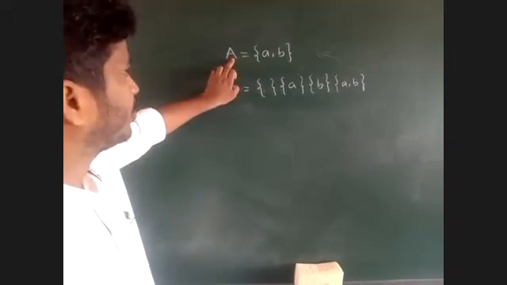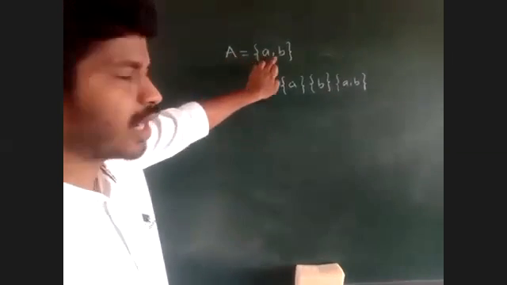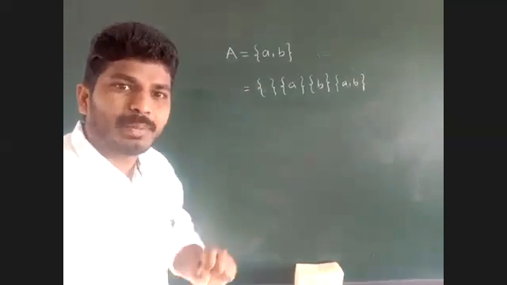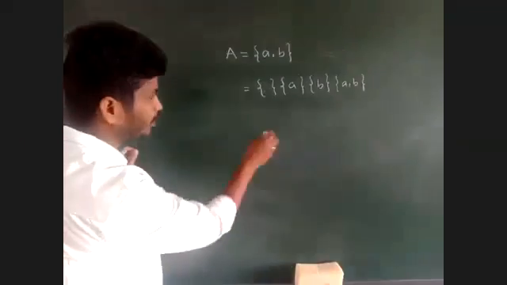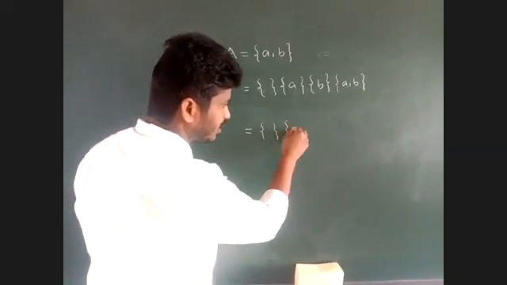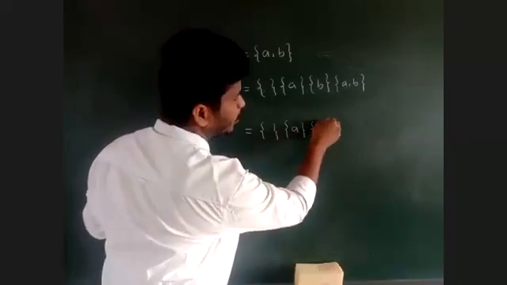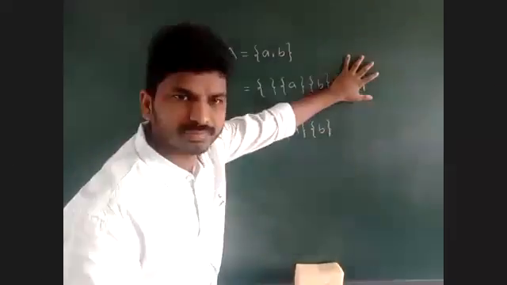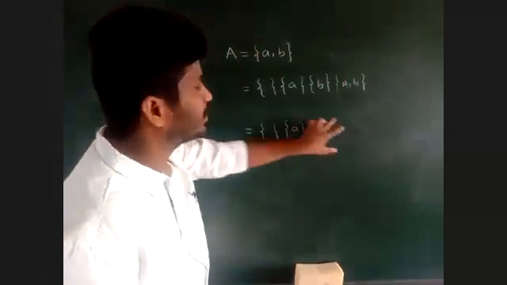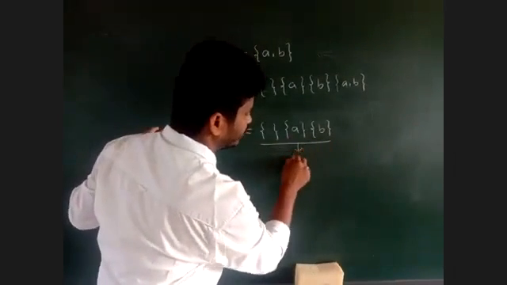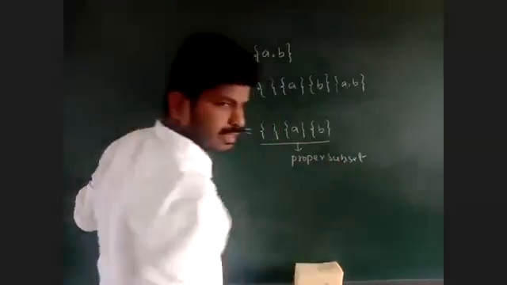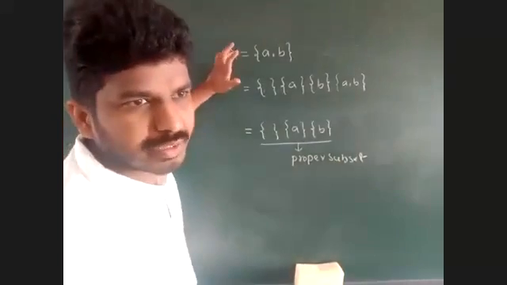Now, let us take the same example. Set A equal to {a, b}. Then tell me how many proper subsets are there? Then tell me the proper subsets: the empty set, the null set, {a}, and {b}. Except itself, other than itself, the remaining subsets will be named proper subsets. Here we have one formula for subsets and proper subsets, right?